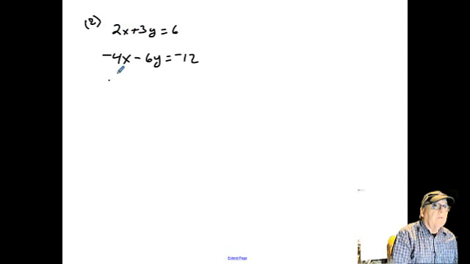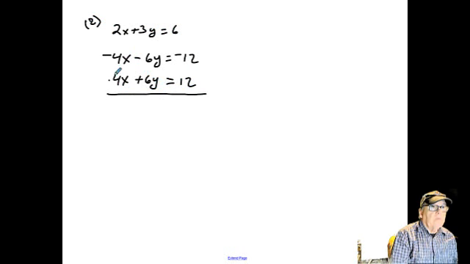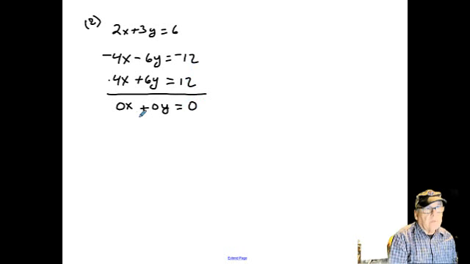So 2 times 2x is 4x. 2 times 3y is 6y. Already I see there might be a problem here. And 2 times 6 is a 12. So let's add these up and see what we get. Negative 4x and 4x makes 0 x's. A negative 6y with a 6y makes 0 y's. And a negative 12 with a 12 makes 0 for the numbers.